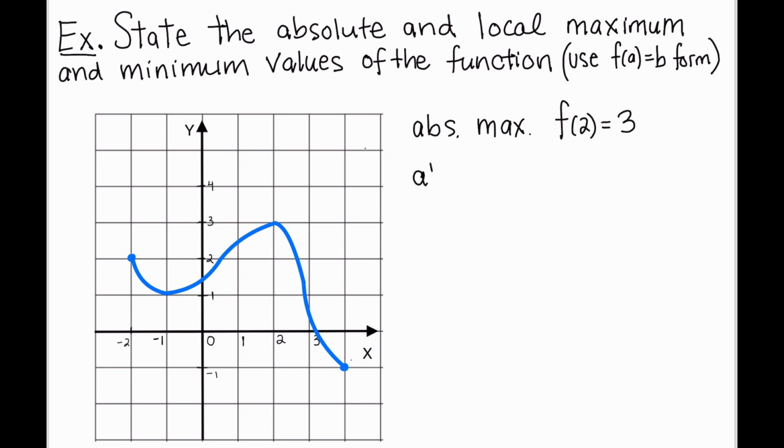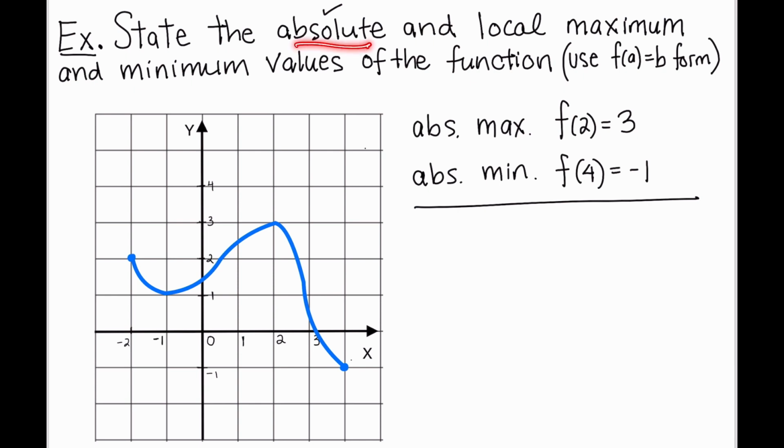Now my absolute minimum, similar to what I said above, the absolute minimum is going to be the lowest point on the graph. And we can see that's right here. And that occurs at x equal 4, and the value is -1. So the absolute minimum is f of 4 equal to -1. So now we're done with the absolute maxes and mins. We're going to move on to the local maximums and minimums, and these are a little bit trickier.